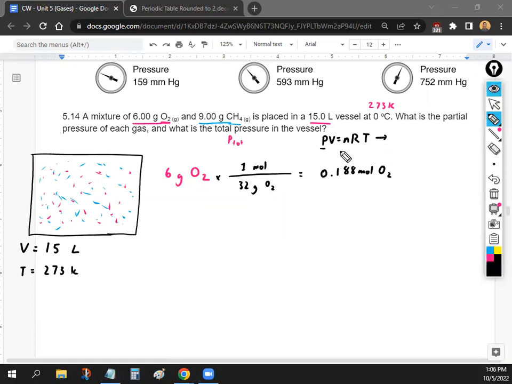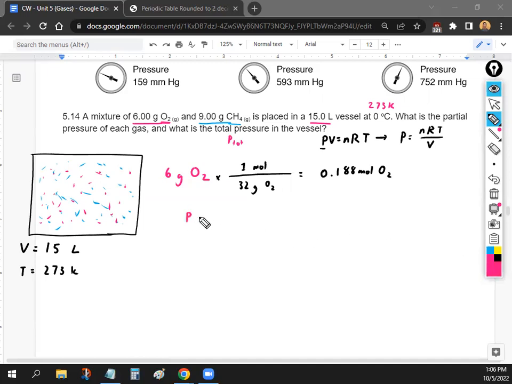All right, now that we have moles, we can plug everybody into the ideal gas law. I'm gonna rearrange it for you guys just so it's easier to plug into your calculators. And then we'll be able to find the pressure of just oxygen gas.